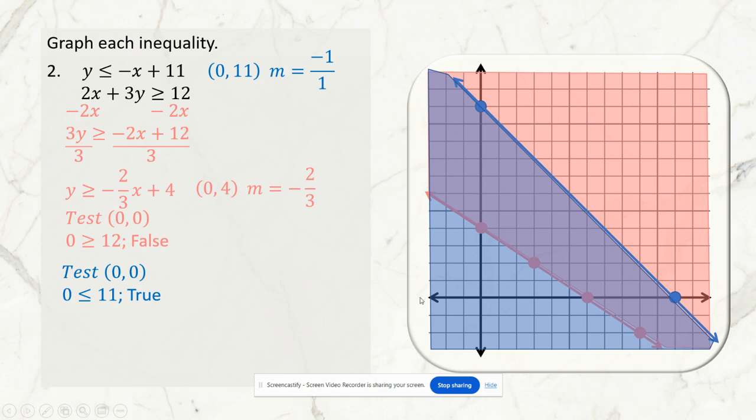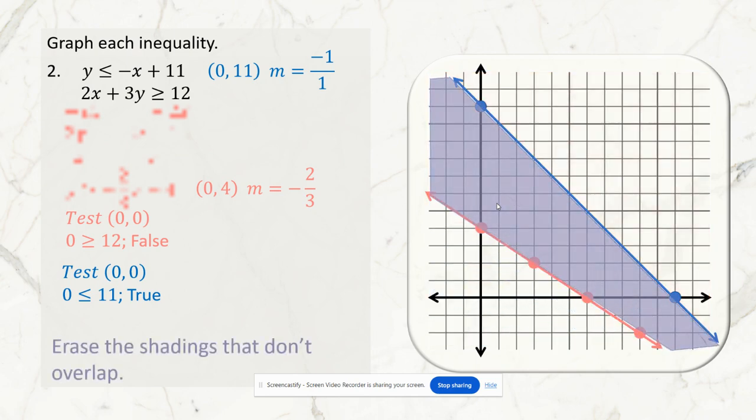Again, hopefully we can see that there are areas that are not overlapped, and then there's a whole area that is overlapped, this purplish area here. Okay, so our job is to erase the areas that are not overlapped to show our final solution of this overlapped area. Okay, and there it is right there. That would be our solution to this system of inequalities right there, that purple area.